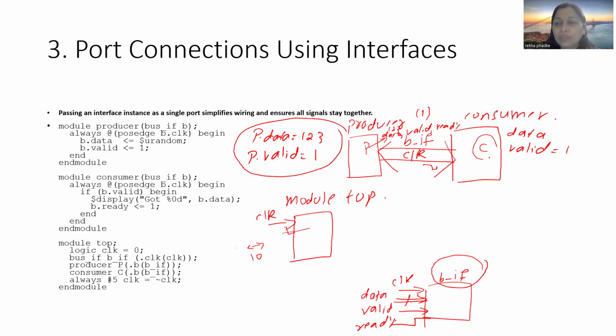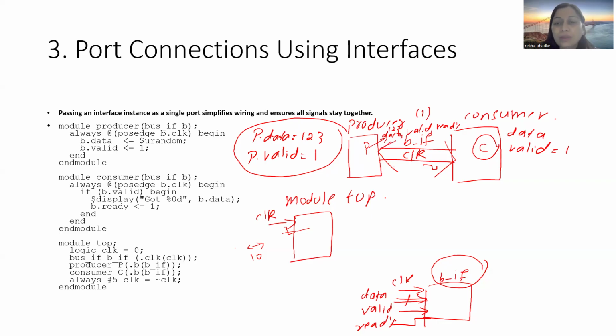And what's the function of consumer module? Consumer is to read the p dot data. And when should it read the p dot data? How have I written my program? It should read p dot data only when p dot valid is 1. You're understanding? This is how P and C instances of producer and consumer can communicate with the ports.